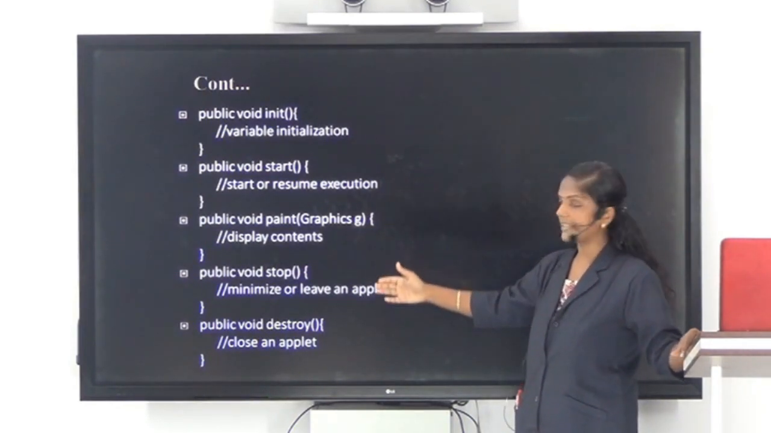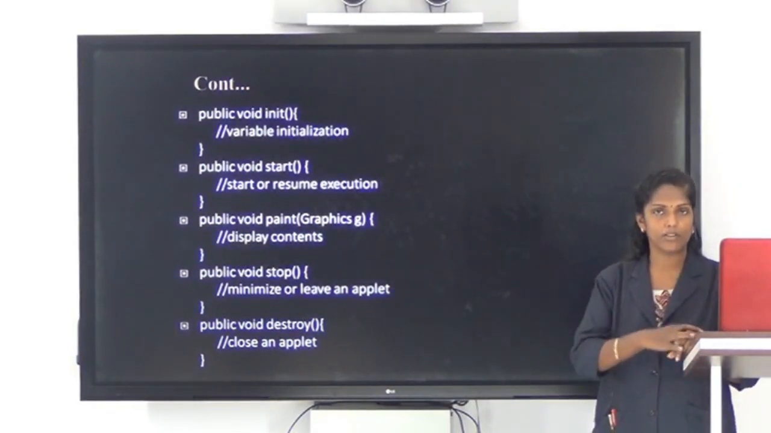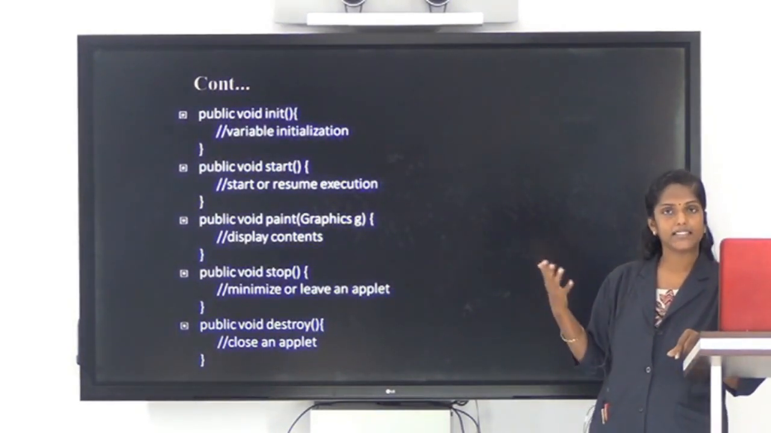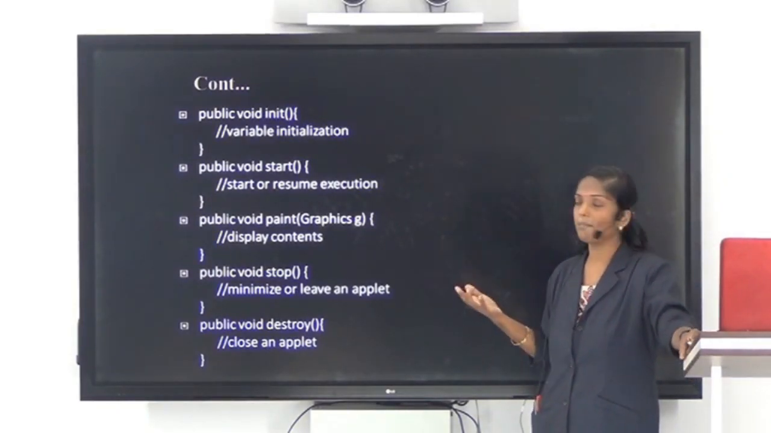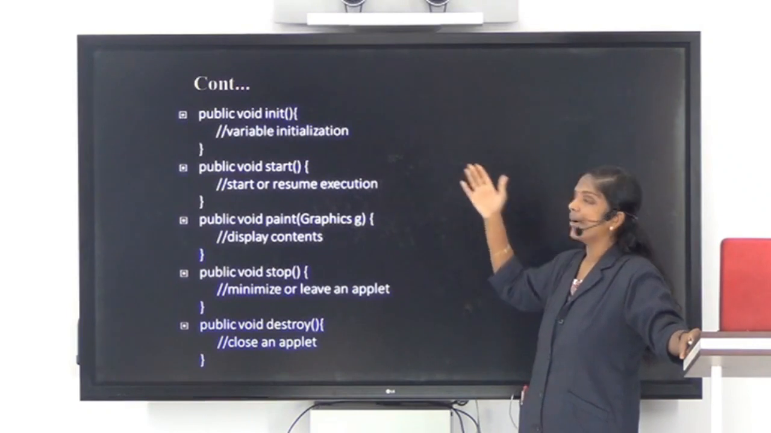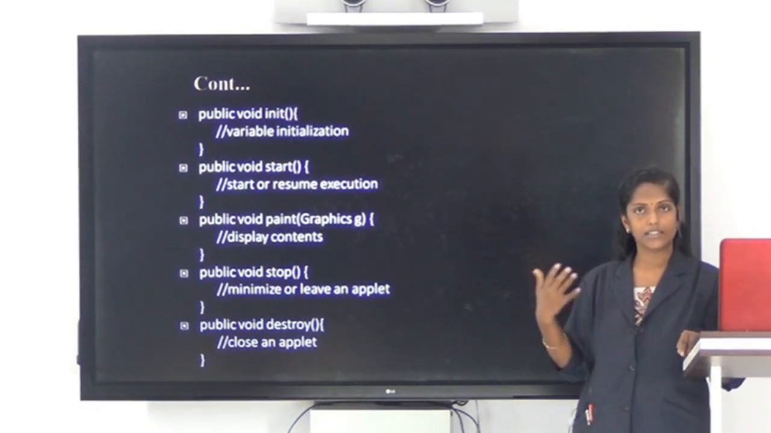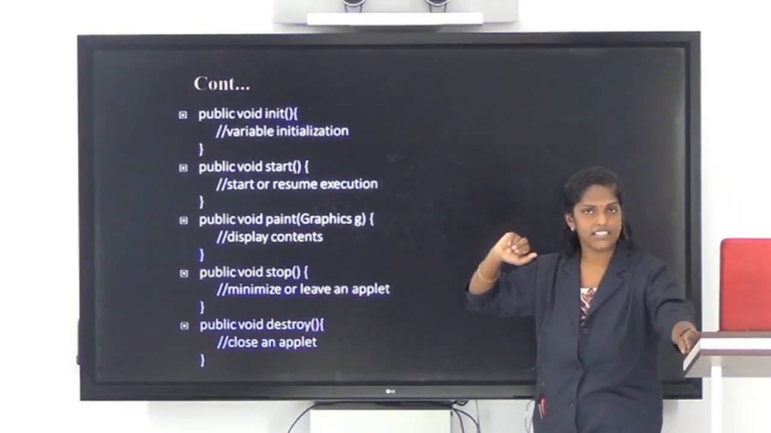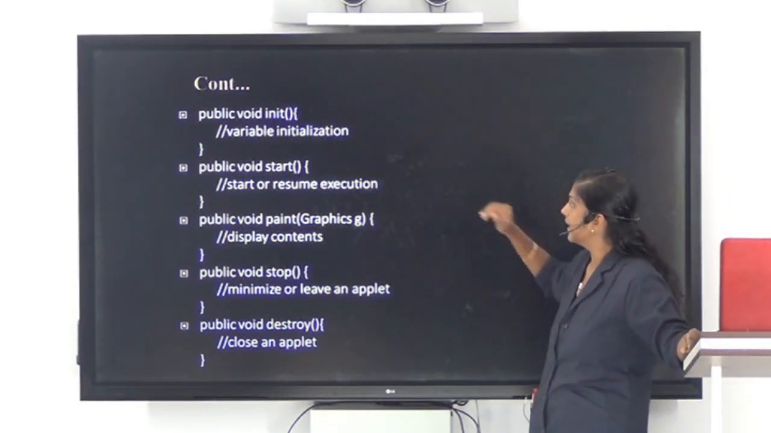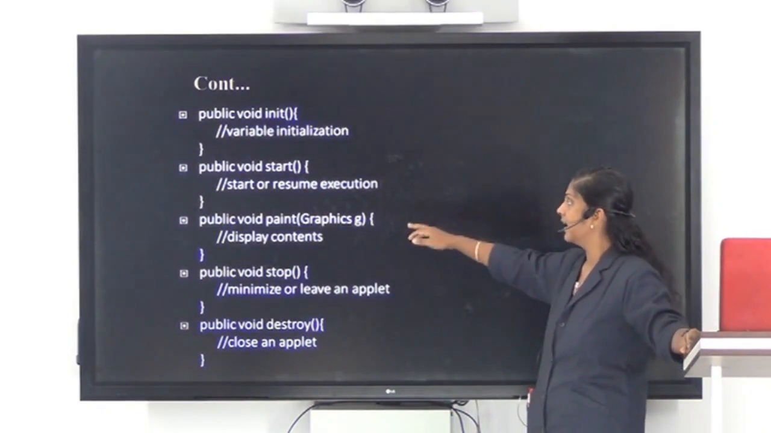For all these methods, we can see that the access modifier is public because these methods may be accessed outside this package. Void means the return type is void. They return nothing. In the init method, any kind of variable initialization is done. Start method is called when we start or resume our execution.